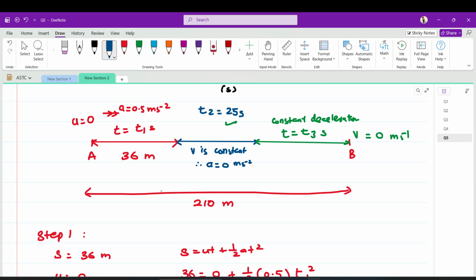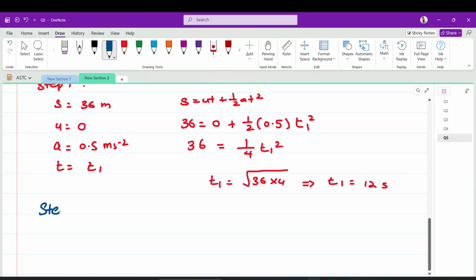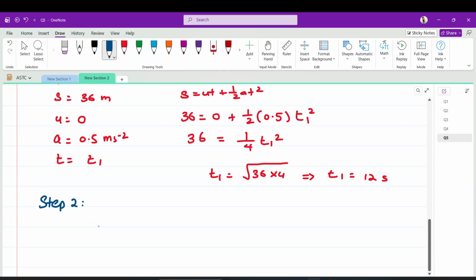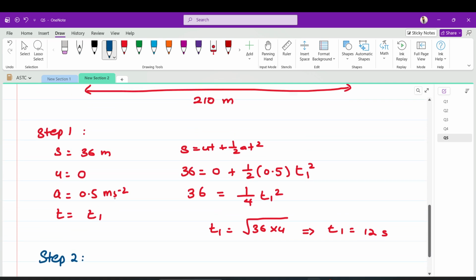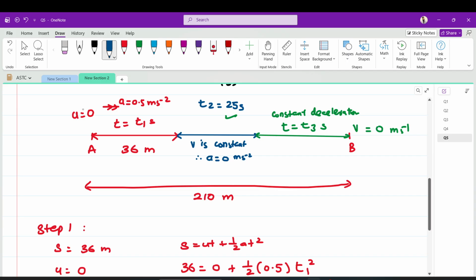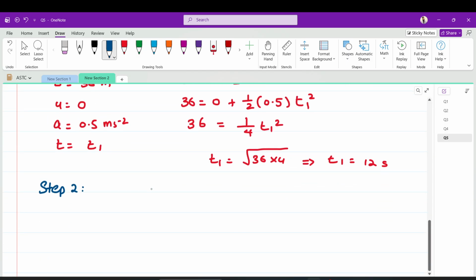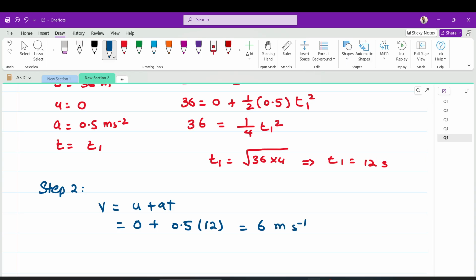Okay. So in step 2, first we will find what is V. Using the information in the red part, we know U, we know A, we know T1. So that means we can find the final velocity. That final velocity will be the velocity which is constant in the blue region. So I can use the equation V equals U plus AT. U is 0, acceleration is 0.5, and time was 12. So that gives us 6 meters per second.